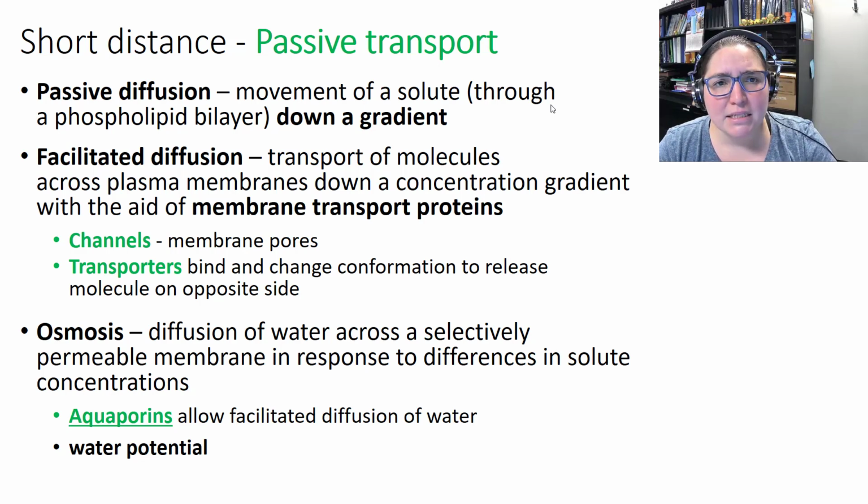So as far as passive transport goes, passive diffusion is movement of solute, in this case through a phospholipid bilayer, down a gradient. So simple diffusion or passive diffusion is movement of solute from high concentration to low concentration. So you're going from high concentration to low concentration with passive transport.